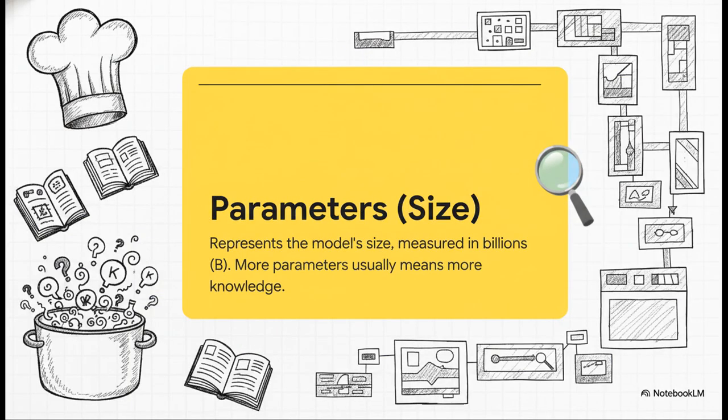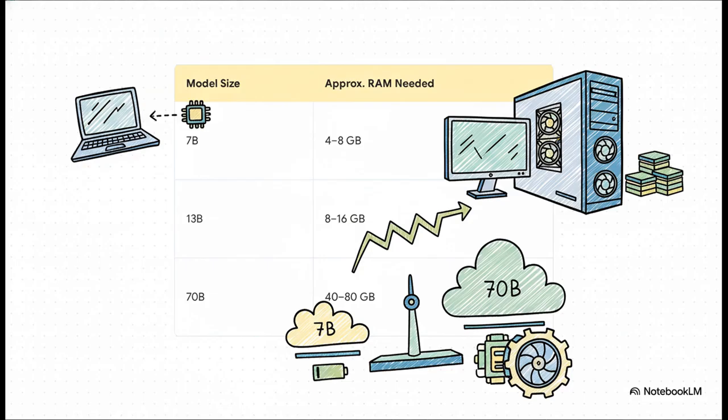Next, we have parameters. This is all about the model's size. You'll see a number followed by a B, and that B stands for billions. A good way to think about this is like a chef's recipe book. The number of parameters is like the number of recipes they know. The more recipes, the more capable the chef, but they're going to need a much bigger kitchen. And that's the trade-off right there.